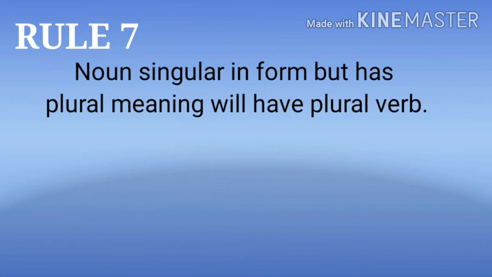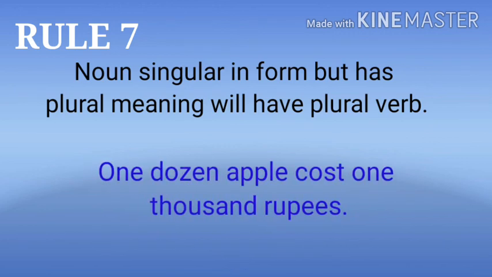And the last rule for you, rule 7. It says that a noun which is singular in form but has plural meaning will have a plural verb. That means a noun that looks as though it is singular in form but has a plural meaning. In such cases, you have to use a plural verb. Let's understand this with an example. "One dozen apples cost 1000 rupees."